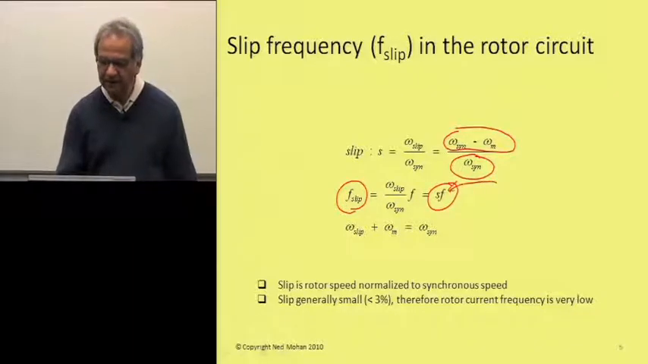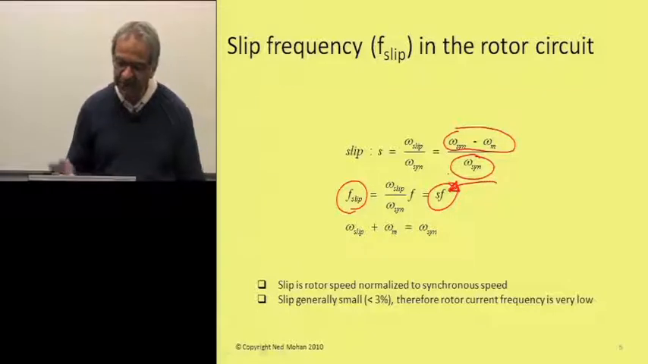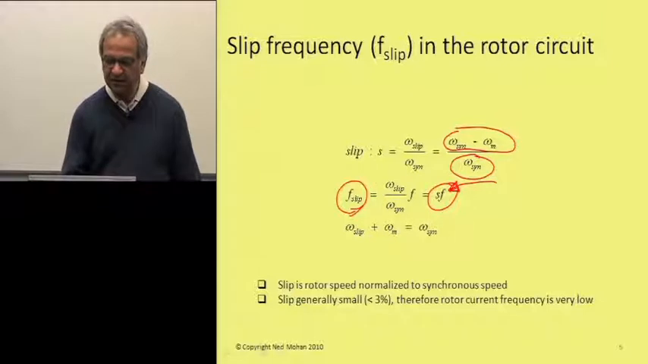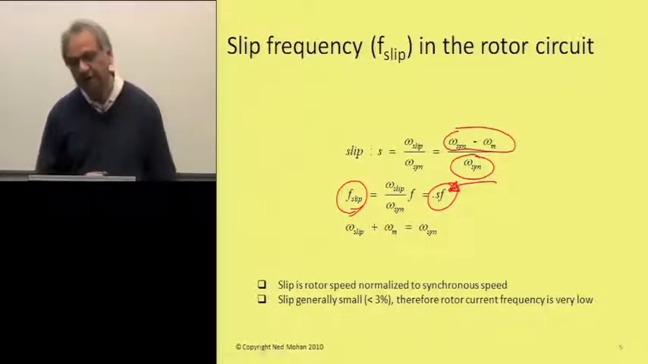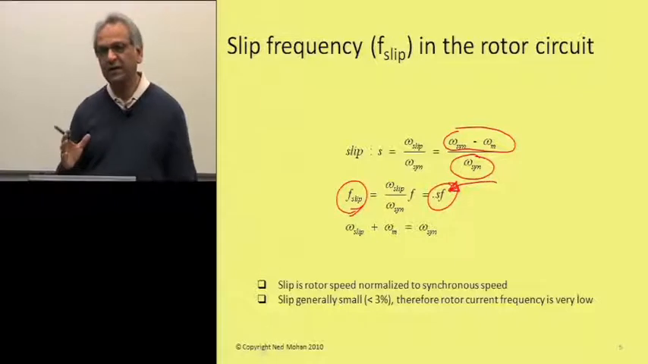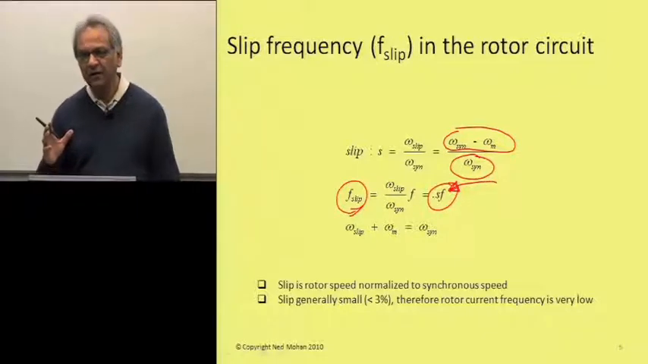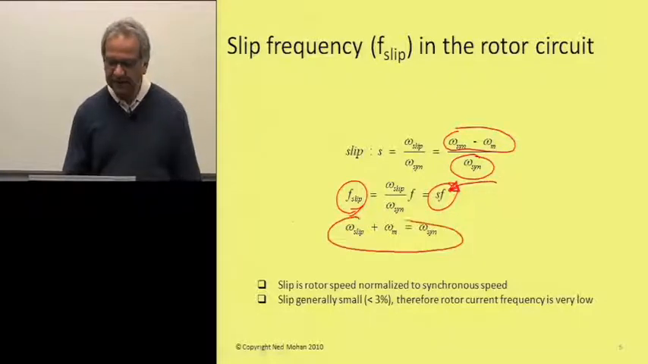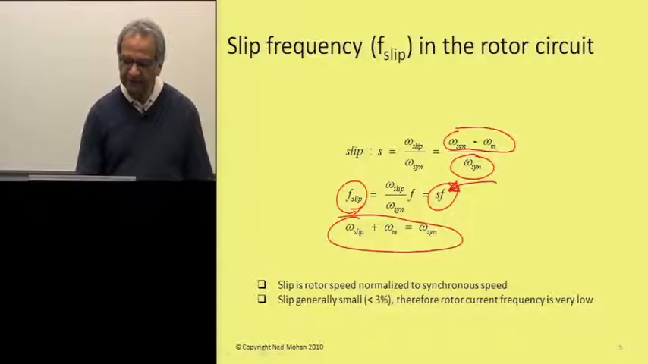Similarly, the frequency of voltages and currents in the rotor is the slip frequency, S times F. So F is the frequency of the voltages and currents in the stator circuit, and in the rotor circuit, the voltages and currents are at that frequency times the slip, which is very small. So in the rotor circuit, the currents are very low frequency, like 1 to 3 hertz.